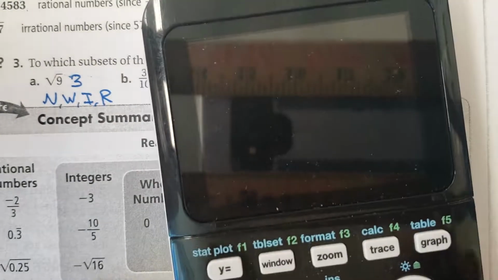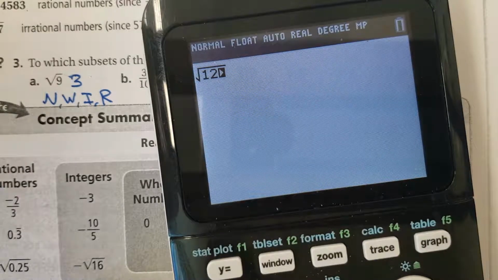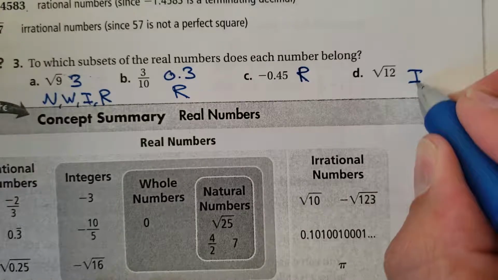Now, I think square root of 12 is not pretty. So let's take a look here. Yeah, ew, gross. Nope, I'm good. You're irrational. There you go.